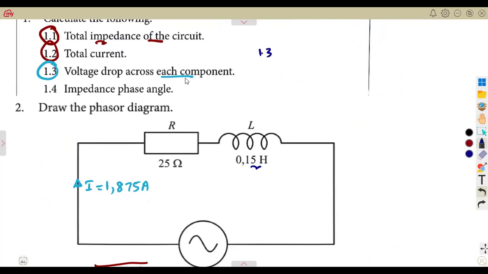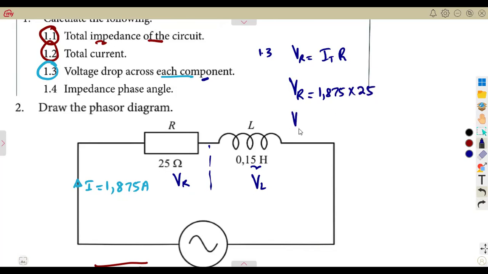So 1.3 is the voltage on each component. We talk of the resistor, and the inductor, each going to have a voltage drop. Across the resistor, you can simply use the total current times the resistance, because the current is there and the resistance is there. So simply the current, 1.875, times our resistance, which is 25. That gives us the voltage across the resistor, 46.875 volts.